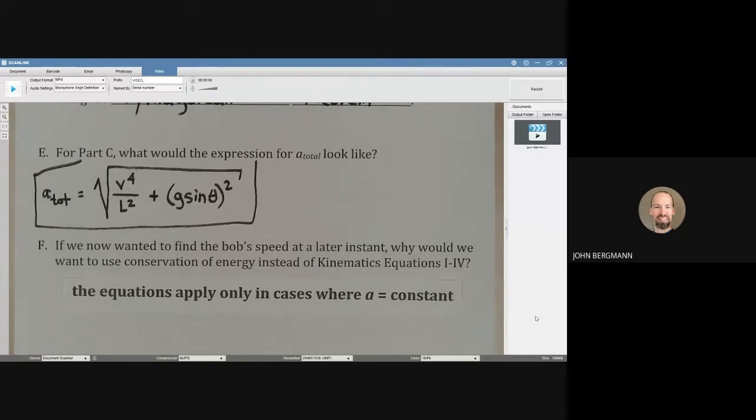It might not be the perfect choice because there might be some frictional losses or something, but it's definitely going to be better than kinematics equations 1 through 4 because those equations only apply whenever the acceleration is constant. And you can see here that the acceleration is definitely not constant. Sine theta, theta is always changing, v is always changing. So the acceleration here is not constant. Those kinematics equations, don't use them.